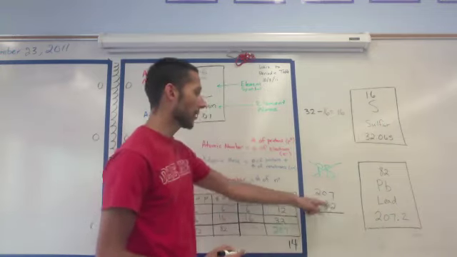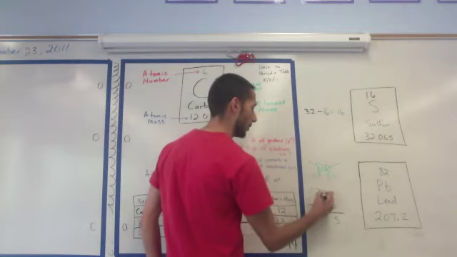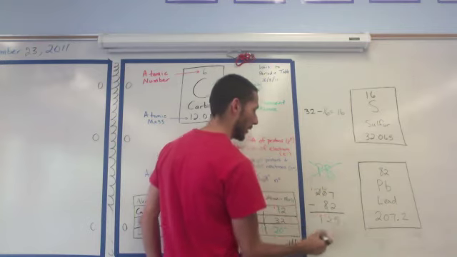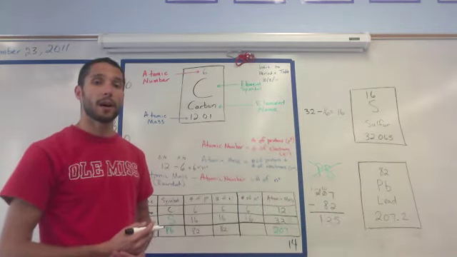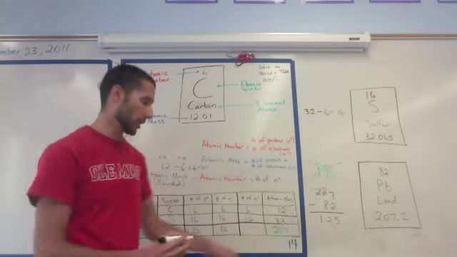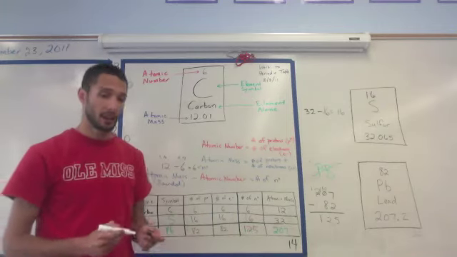All right, so 7 minus 2 is 5, and I have to borrow, so we've got 10 minus 8, which is 2, bring down the 1. All right, so how many neutrons are in an atom of lead? There are 125 neutrons in an atom of lead.